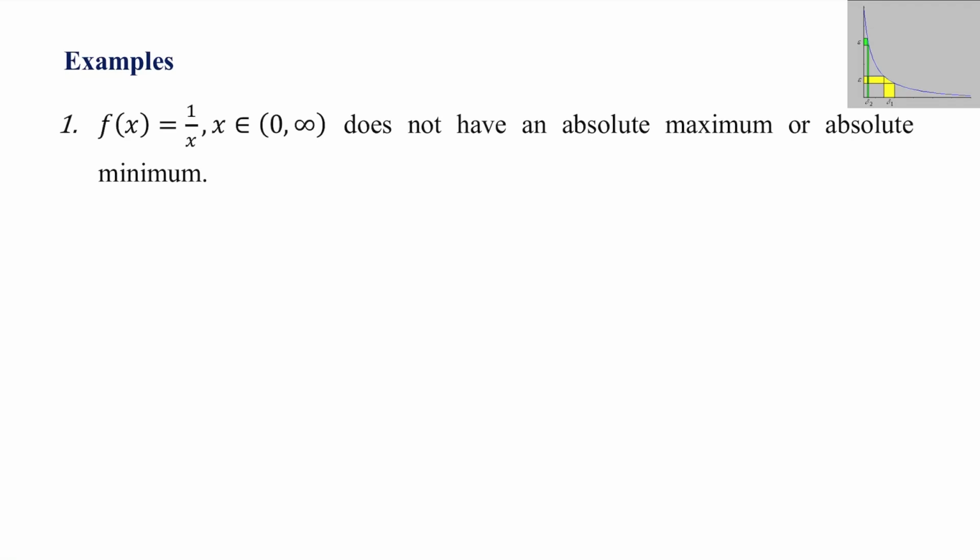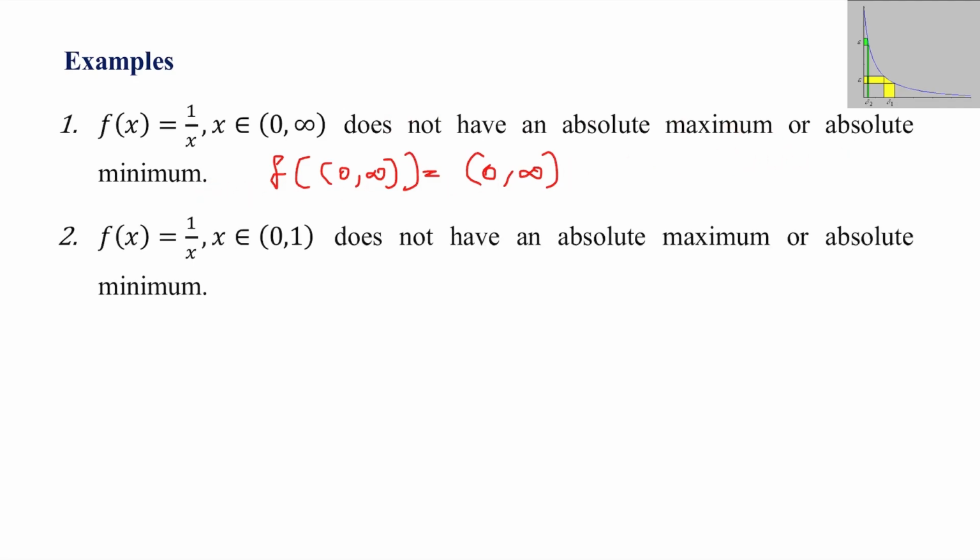So what will be the range of f? f of open interval 0 infinity is open interval 0 infinity itself. So this does not have an absolute maximum here because this set is not bounded above, and it is bounded below by 0, but there does not exist any x in open interval 0 infinity at which the function has value 0. So this does not have an absolute maximum or absolute minimum.